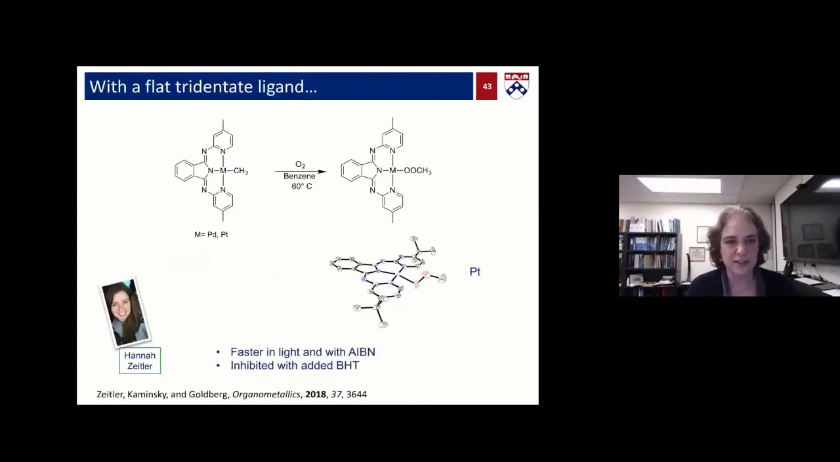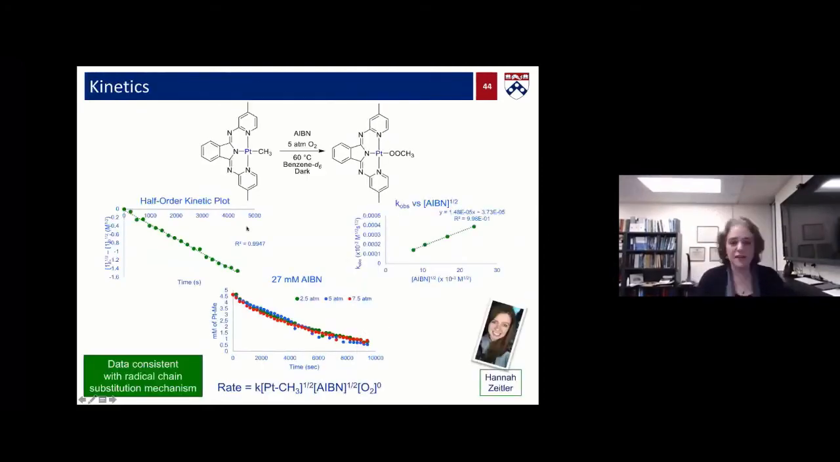And if that's correct, really all we need to do is think about more flat ligand sets to get these type of reactions. And in fact, that's exactly what Hannah has done here, where she's looked at these BPI type ligands. So these are very flat ligands where you can add oxygen and very nicely undergo clean reaction to form these methyl peroxo species. Again, faster in light, and with AIBN, they're inhibited with added BHT. And she did some beautiful kinetics on these systems. Again, found a rate law really analogous to that we had observed with the original BIPI palladium dimethyl system. So all these data are consistent again with that same type of radical substitution mechanism going through the palladium methyl group.